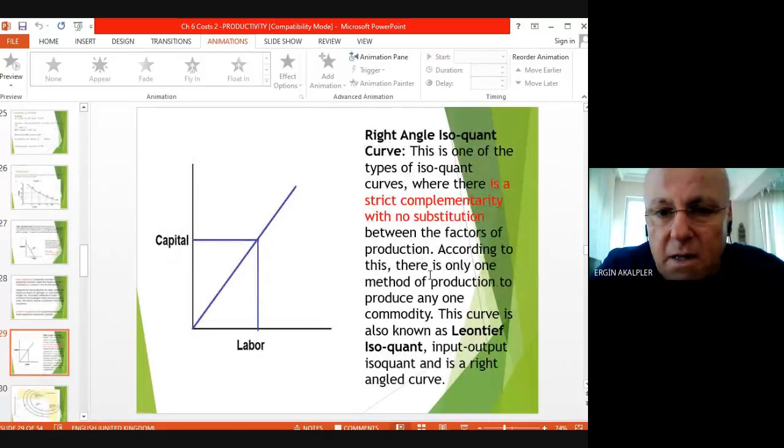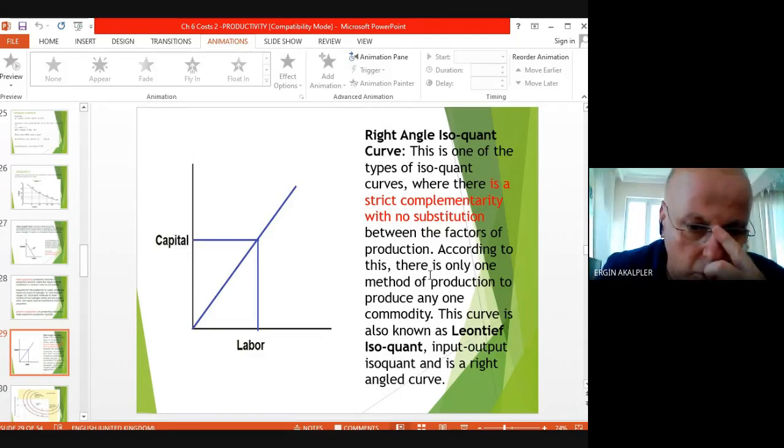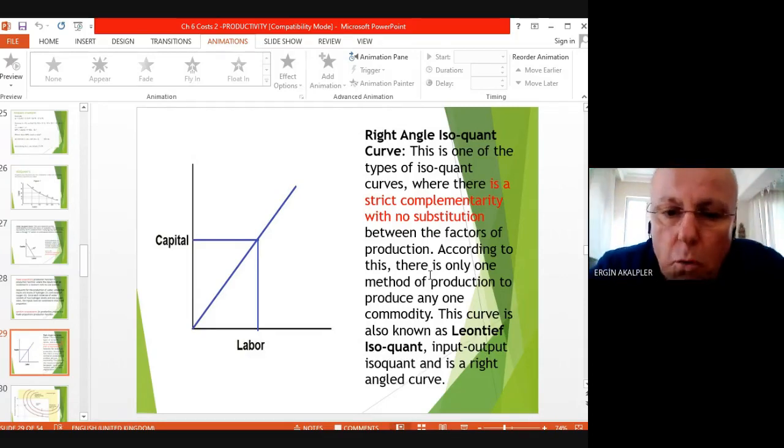The right angle isoquant curve is given here, where this is one of the types of isoquant curve where the factors are strictly complementary, with no substitution between the factors of production. According to this, there is only one method of production to produce any one commodity. This curve is also known as the Leontief isoquant.